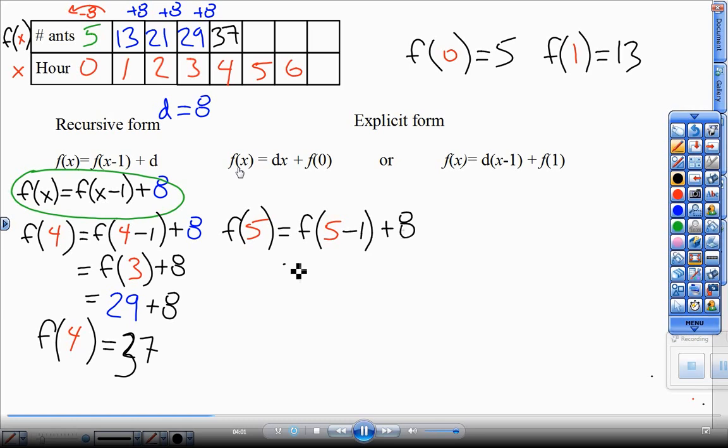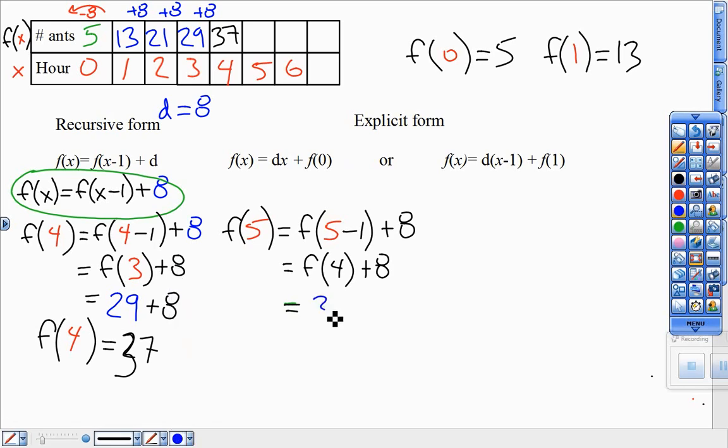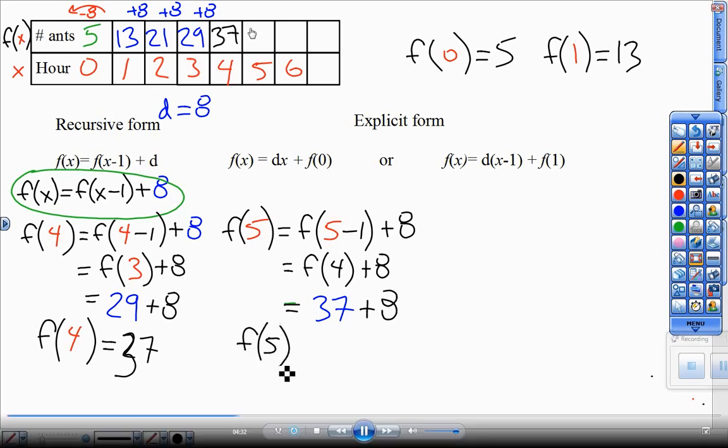Which gives me the function at the fourth term, which I then need to look at my table and see at the fourth term what f of x is. So when I plug in x is 4, I get 37. So I'm going to replace that function at 4 with the real number it is, which is 37. And then add that 8. And that gives me the fifth term is 8 more than this, should be 45. And if I wanted to find the sixth term, take 45 plus 8, gives me 53.